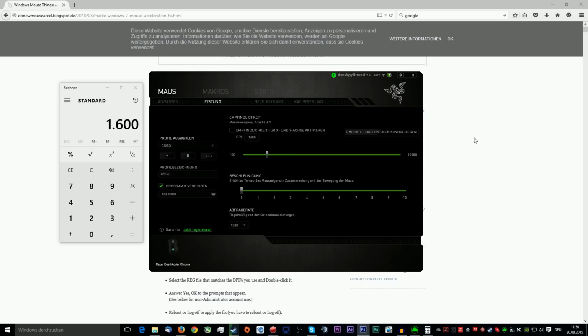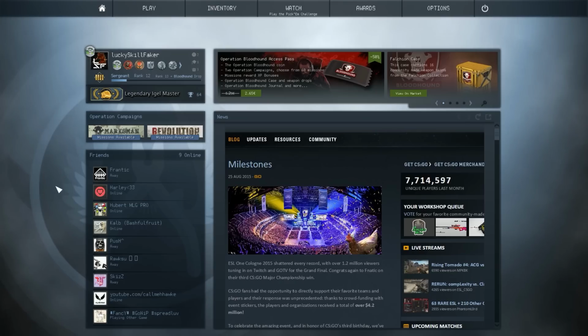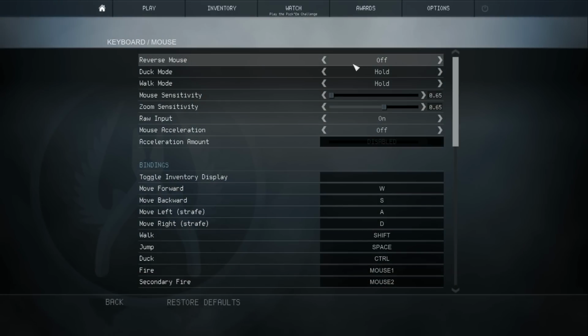Let's talk about the next point, which would be raw input. For that, we need to hit up our game, which again is Counter-Strike Global Offensive. So I'll just boot it up right here, and I hope the screen will also record it, because I haven't tried this recording method yet. So we're in CSGO right now. You want to go to options, keyboard and mouse, and we'll be talking about the first area right here.